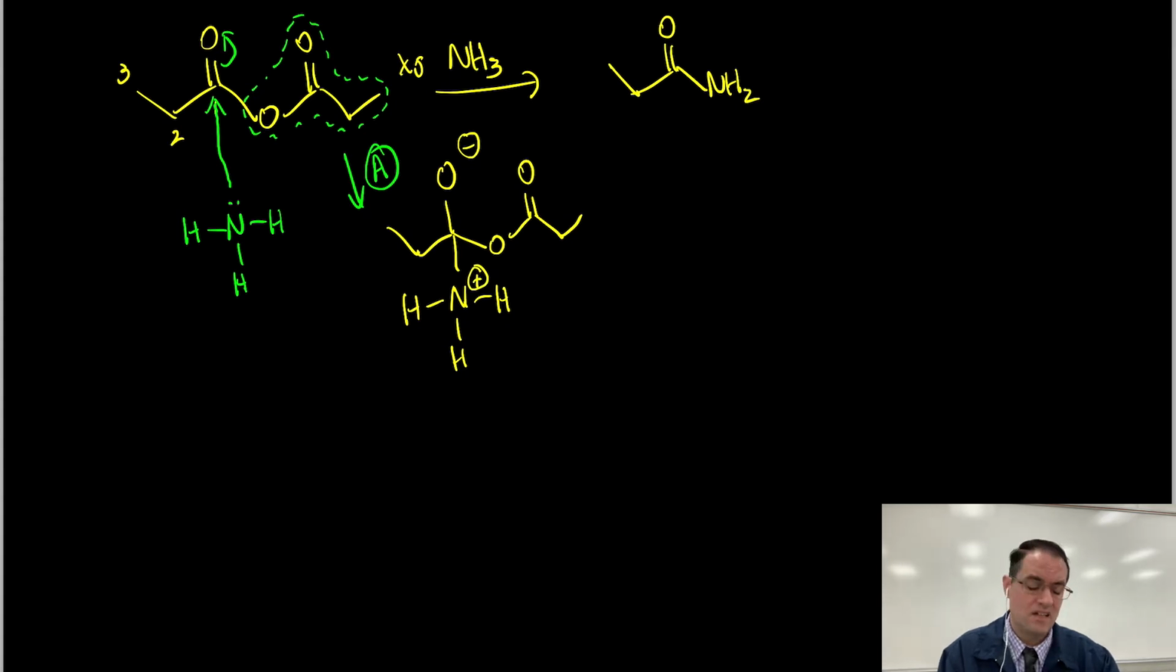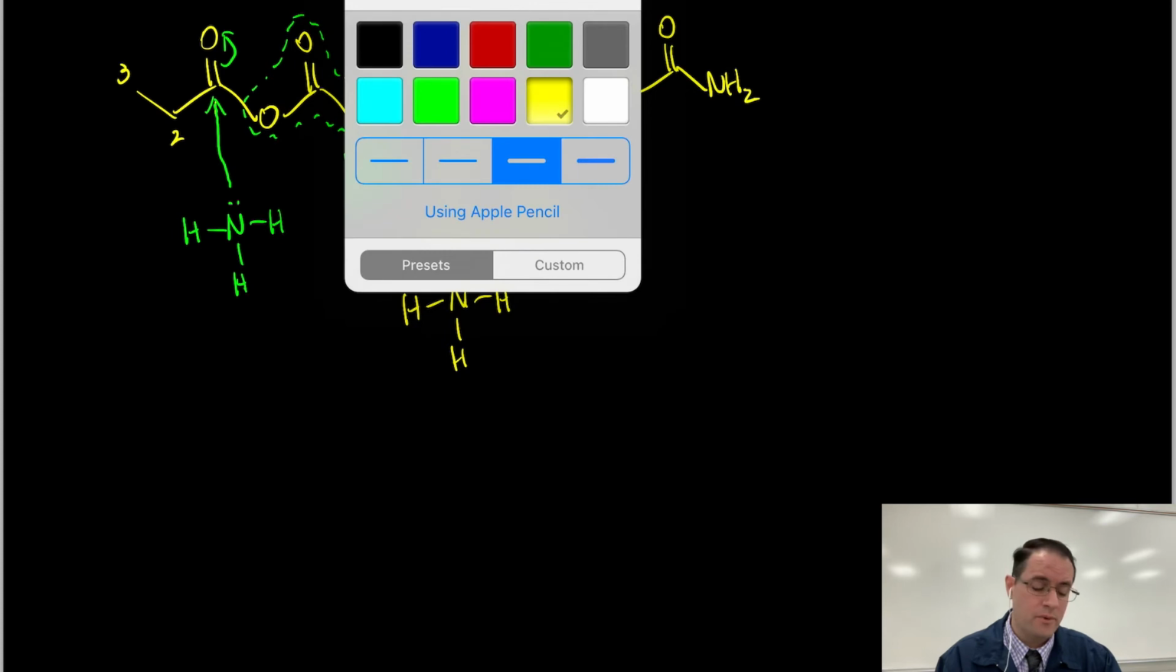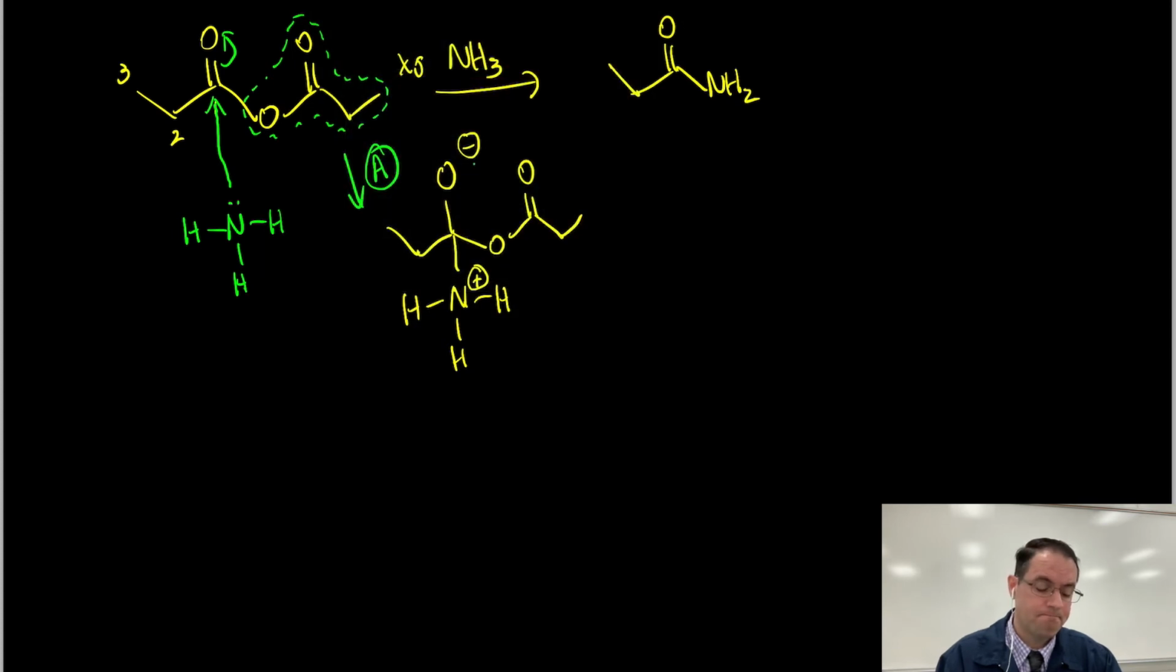All right, so then what we want to do is eliminate the leaving group at this point. So we reform the carbonyl and we break the carbon-oxygen bond. And so the negative charge goes onto the carboxylate, okay? So that's the elimination step there.